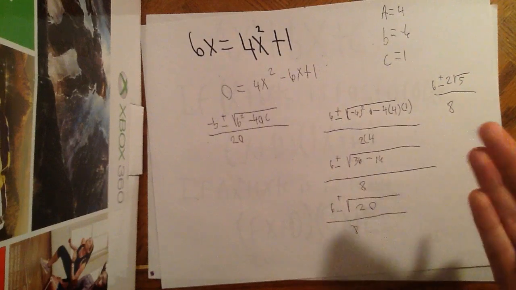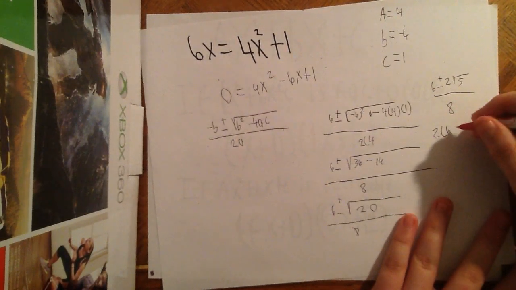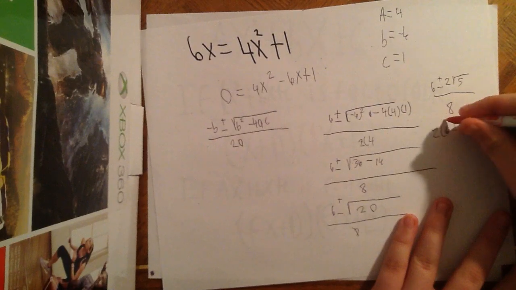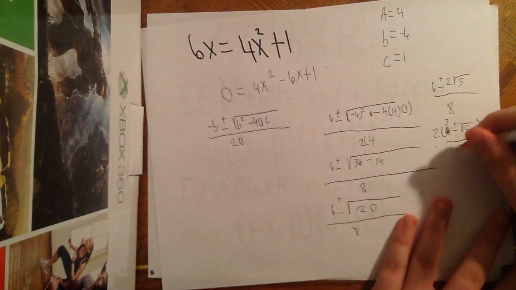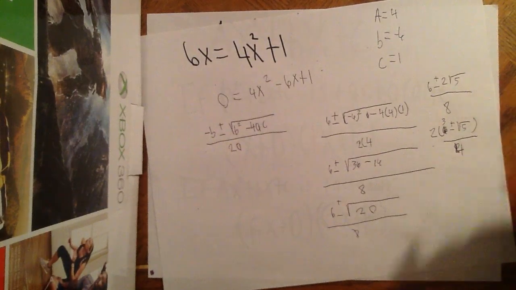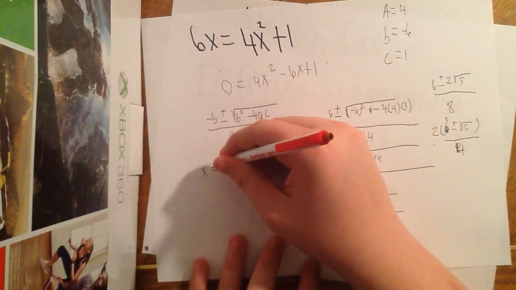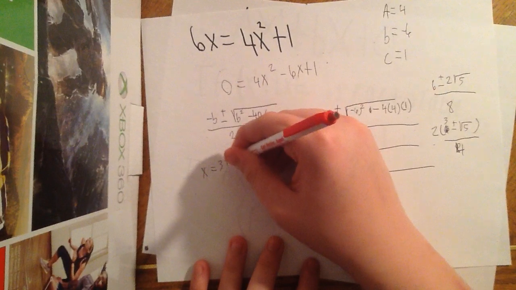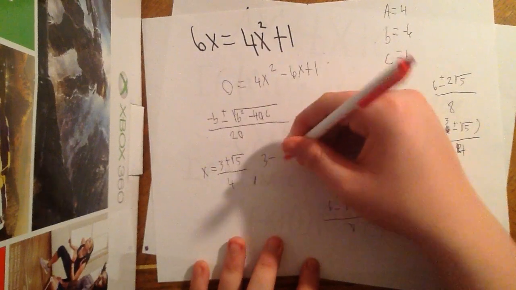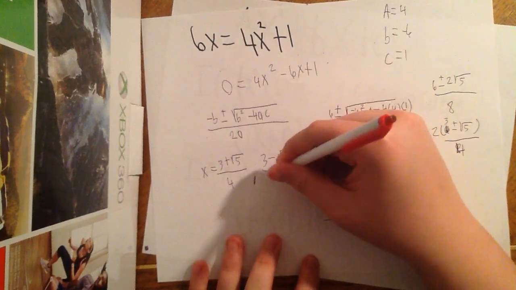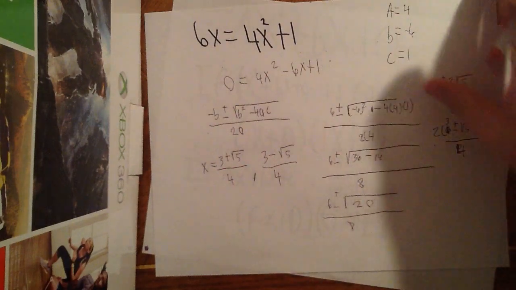And this is correct, but to take it one step further, we want to simplify. So we can take 2 out of everything. So this would be 3 plus or minus square root of 5 all over 8, or 4. And so we can just get rid of it. And we know x does equal 3 plus square root of 5 all over 4, and 3 minus square root of 5 all over 4. So this is how you find the solutions to a quadratic that does not factor. So there we go.